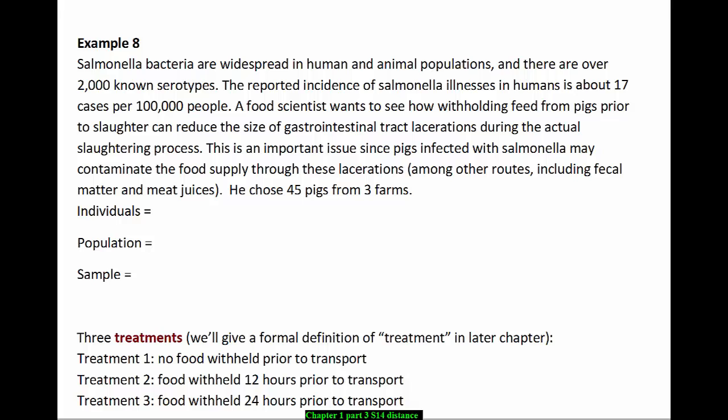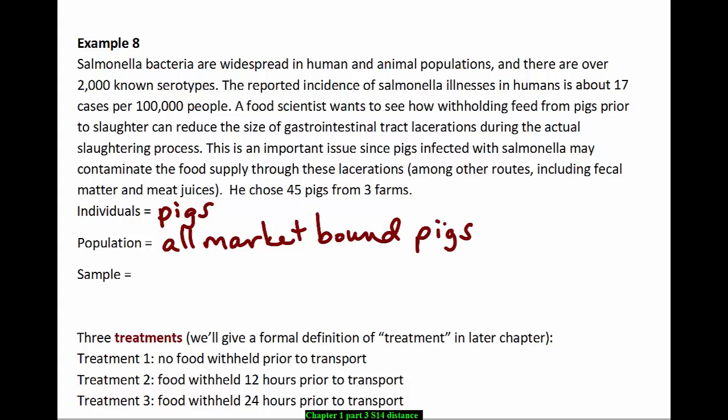Let's practice identifying the individuals, the population, and the sample. Remember that the individuals are what you're applying treatments to. So here, it's not humans, it's pigs. And what's our population? What do we want to actually say something about? What's the larger group that we actually want to make a statement about? Our population would be all market-bound pigs. And our sample is the smaller group from the population that we actually make observations from. Here, we had the 45 pigs from the 3 different farms as our sample.